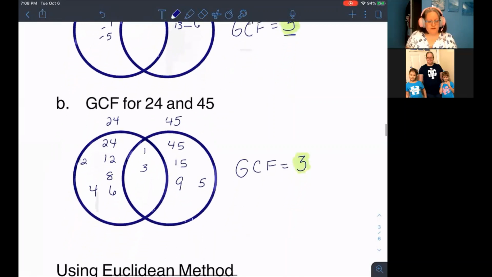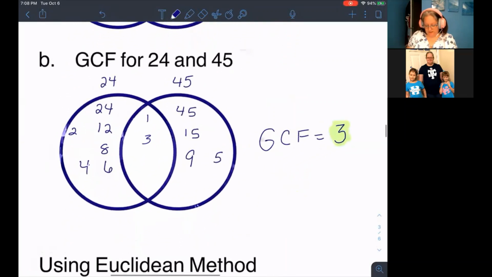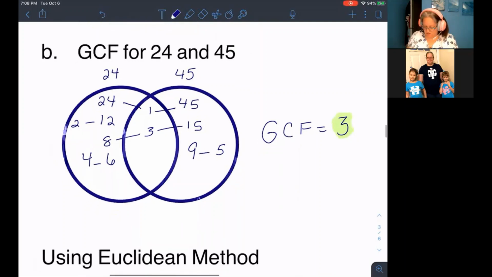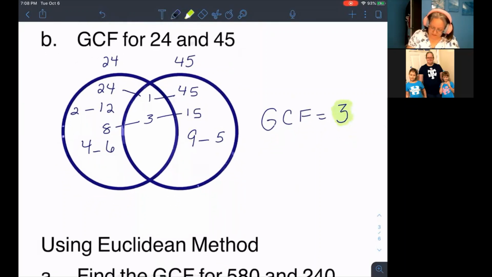All right, so for B, we have 24 and 45. So the factors of 24 are 1 and 24, 2 and 12, 3 and 8, and 4 and 6. And then 45, we have 1 and 45, 3 and 15, and 9 and 5. So the greatest number they have in common is the 3.